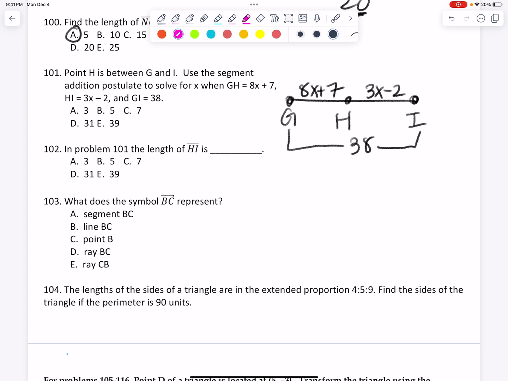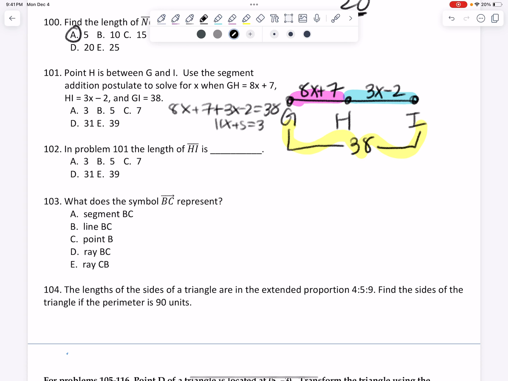Again, I like to color code on these problems. Pink plus blue is going to add up to the whole thing, which is yellow. And so that allows me to just kind of see it a little bit better visually. I'm a very visual learner. 8x plus 7 plus the other smaller piece, 3x minus 2 equals 38. We'd get 11x plus 5 equals 38. 11x equals 33. So x equals 3. If it said solve for x, then we're done. If not, we've got to go back and plug it in. It does say solve for x. We just found x was 3.